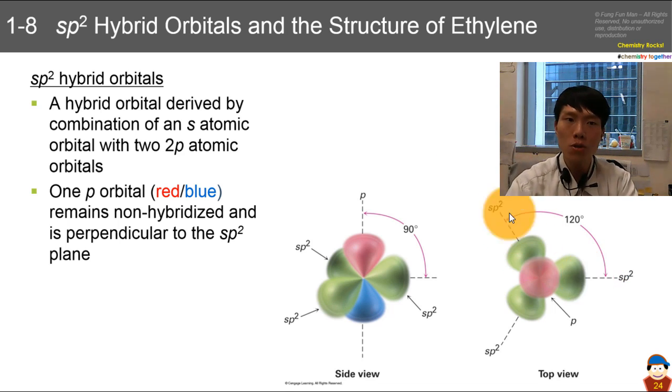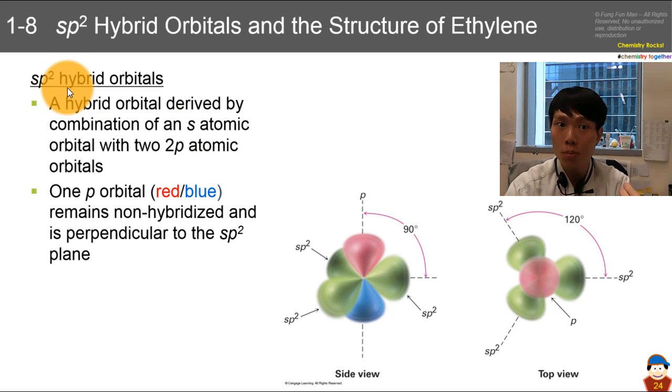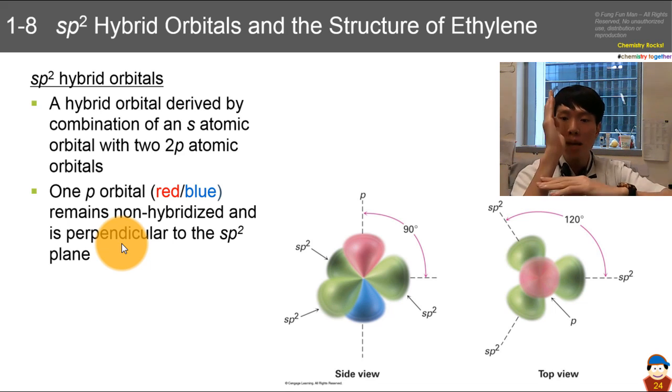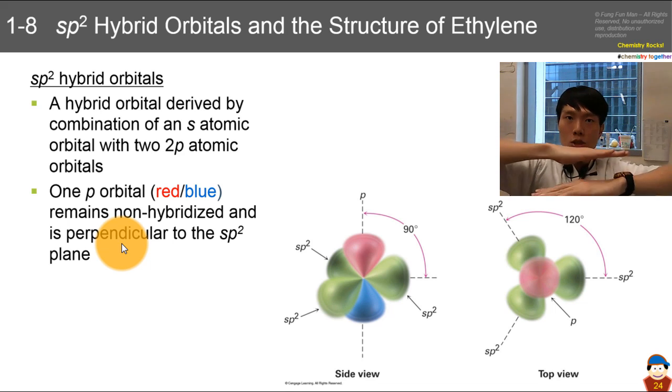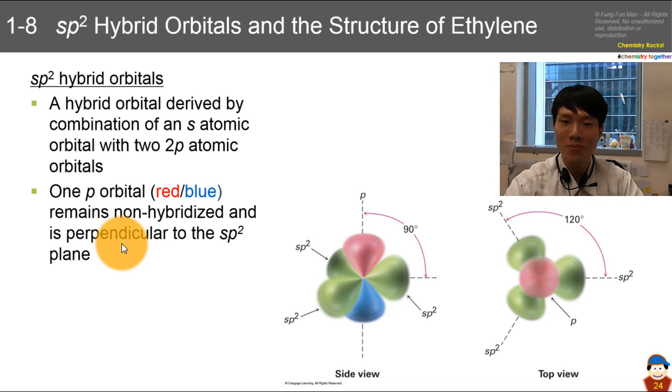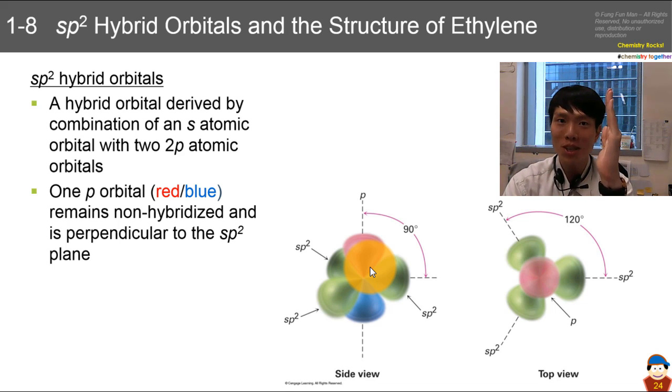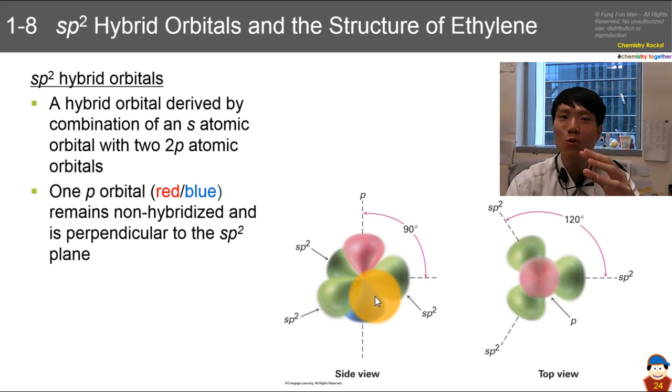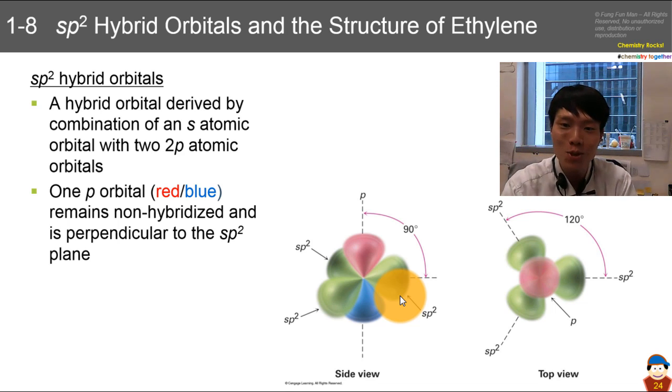Since we are only using two of the valence p orbitals, one of them is not being used. That means the last one is going to be perpendicular to this trigonal plane. It's not used, and it has higher energy than the sp2 orbital. So this is the side view. You see from the side here, this lobe in red and blue belongs to the unused p orbital that's not hybridized, whereas the green lobe is the hybridized sp2 orbital.